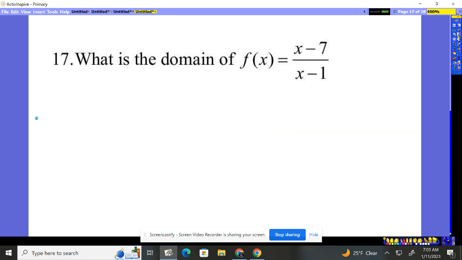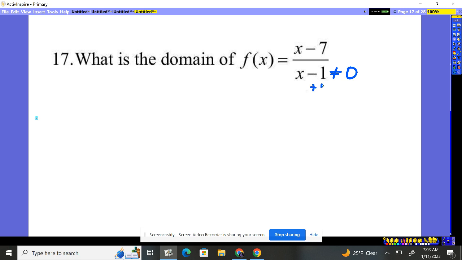Early morning. All right, number 17. What is the domain of this? Well, in a fraction, what can't you have happen? I can never divide by 0. It's not possible. You can't put things in groups of nothing. So I'm simply like, hey, I can plug in any x and it'll work. I just can't have this guy come out to be 0.